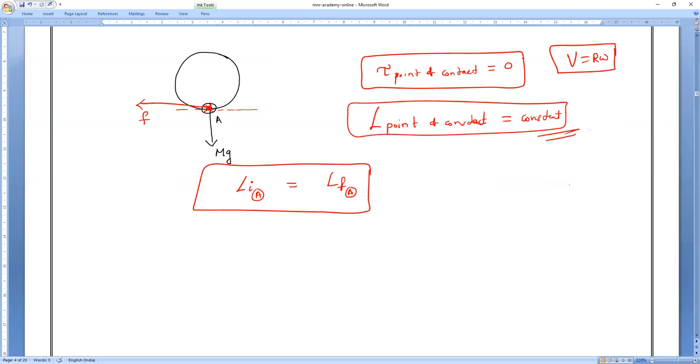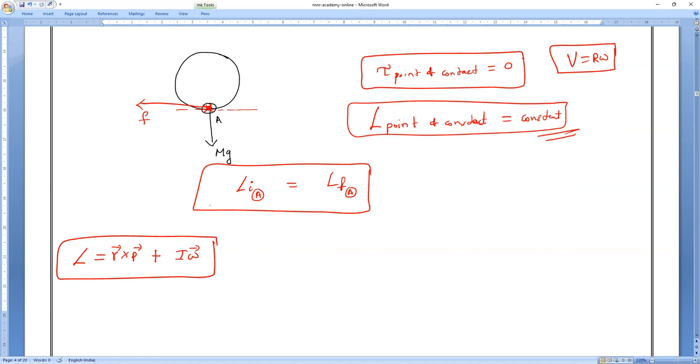So let me take initially. Can you tell me the angular momentum formula? Yesterday also we studied it, rotational plus translation motion. Yes, Rudreshwa: R cross linear momentum plus I into angular velocity. This is the angular momentum formula. Am I right, guys?